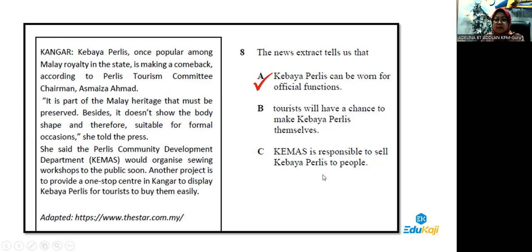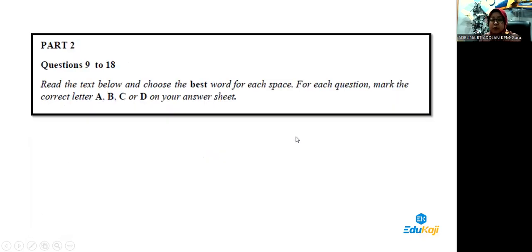And C, Kemas is responsible to sell kebaya Perlis to people. Is it? They are not selling, they are actually promoting projects. So therefore, the answer is alright. It's quite easy, isn't it? Very direct to the point. Okay, now let's go to part 2.